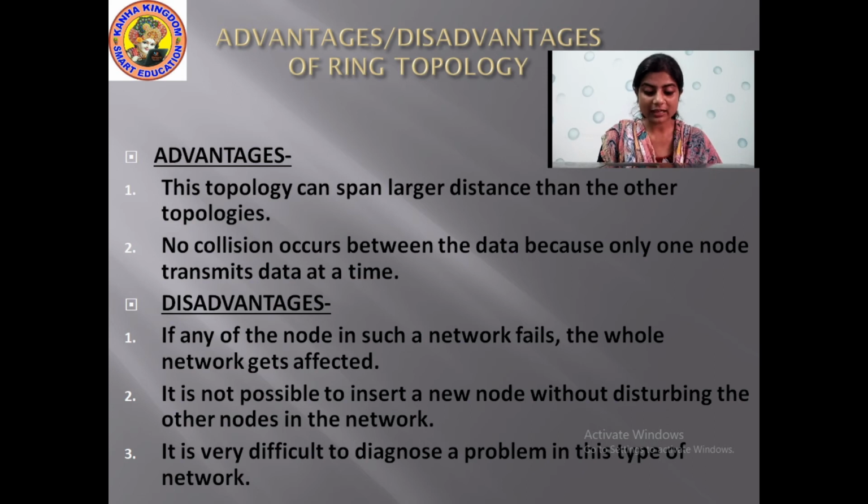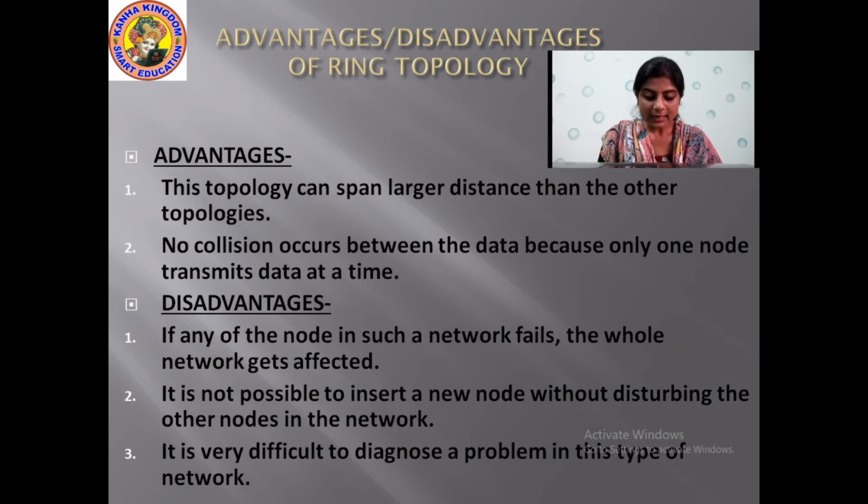The disadvantage is that if any node in such a network fails, the whole network gets affected. Suppose one node is failing to receive any kind of data, then the other computers related in this network chain will also get disturbed. Then it is not possible to insert a new node without disturbing the other nodes in the network. If you connect a new computer in this type of topology, the other computers will also get disturbed.